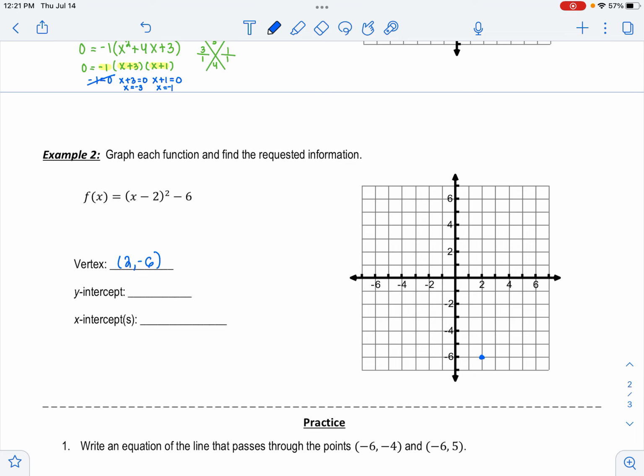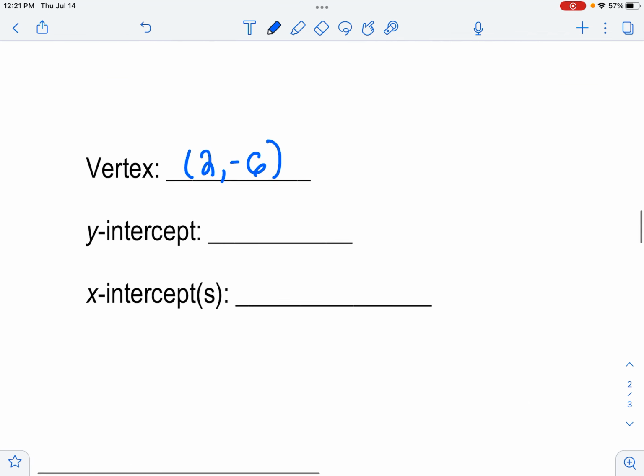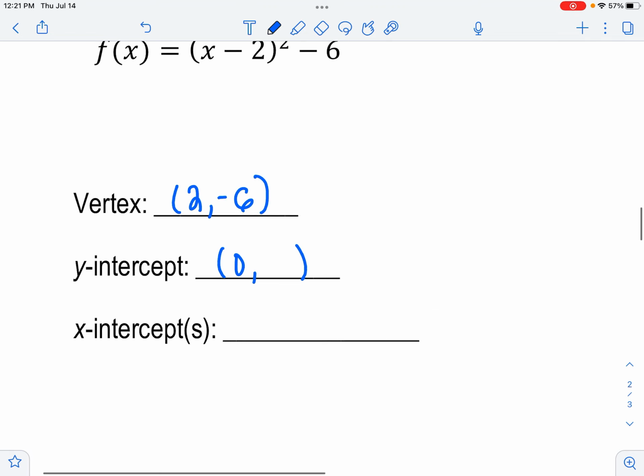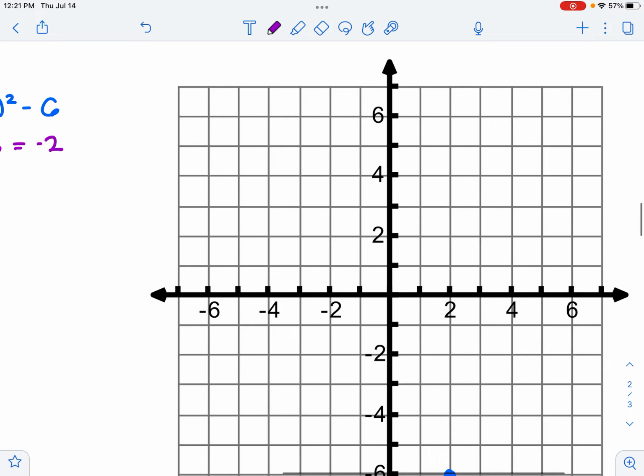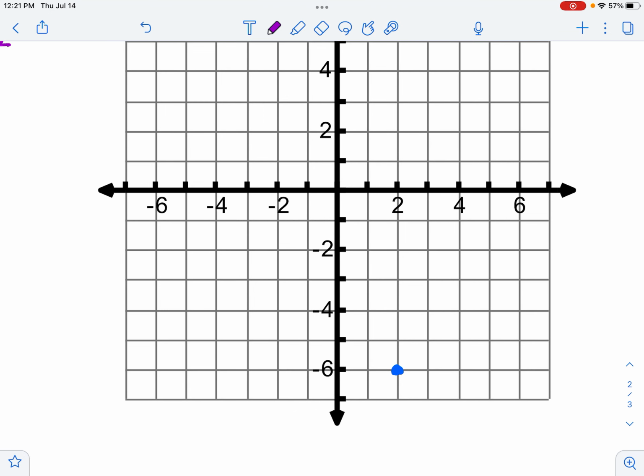All right, so now we would need to get our y-intercept. Remember, our y-intercept is always (0, something). So we know our x value is 0, so we're going to find f of 0. We're going to plug 0 into our equation. 0 minus 2 squared minus 6. 0 minus 2 is negative 2. Negative 2 squared is 4. 4 minus 6 is negative 2. So we have (0, -2). (0, -2) is right here.